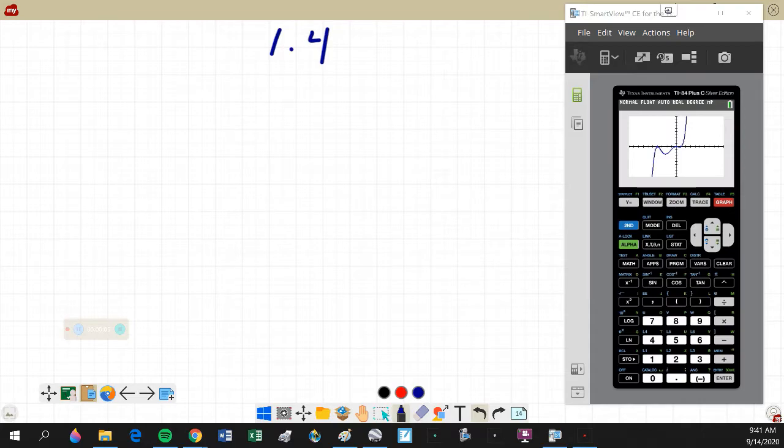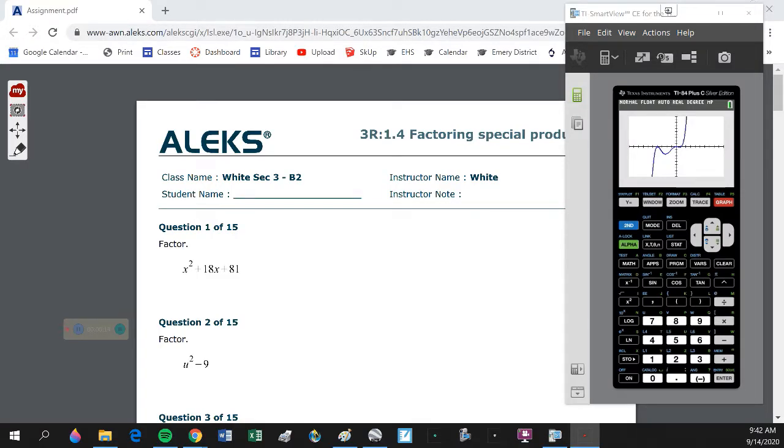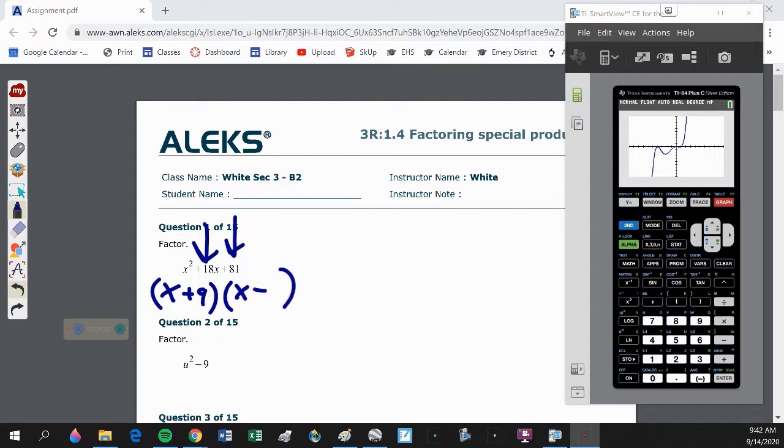All right. We're going to do 1.4 today, which is just kind of an extension of what we did in the last couple assignments. So, for instance, problem 1 asks us to factor. Can you think of two numbers that multiply to be 81 and add to be 18? 9 and 9. So x plus 9 and x plus 9. If it asked you to find the roots, what would they be? Would just be negative 9 and negative 9.